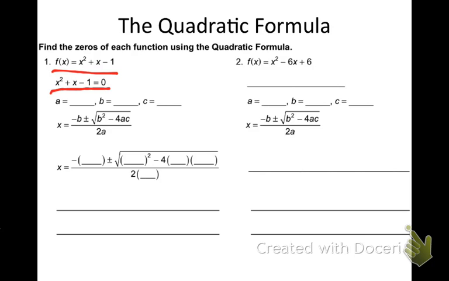What is A in this equation, Jarrett? A is? 1. B is? Jarrett? 1. No, B is? 1. C is?